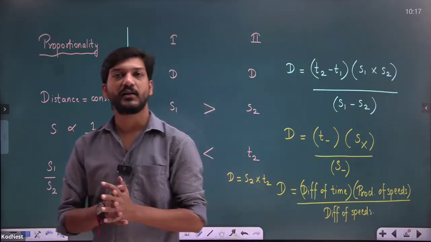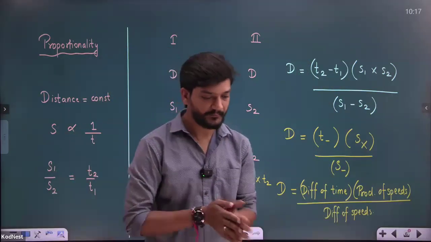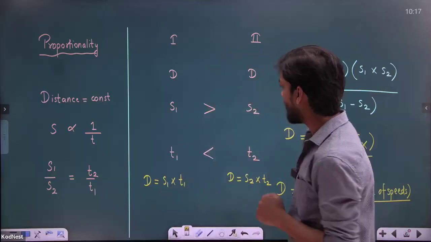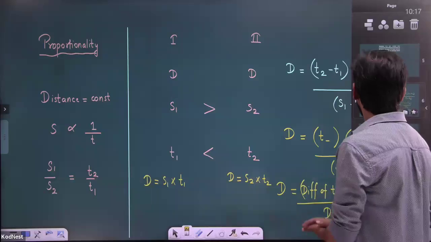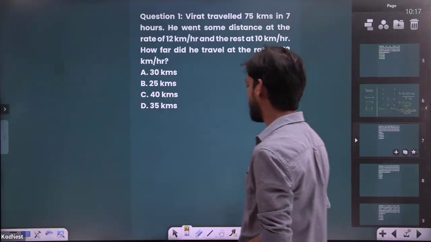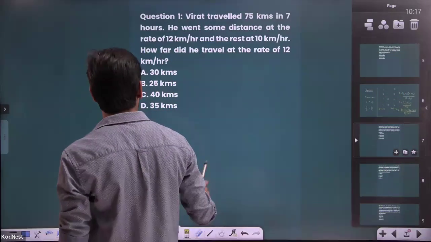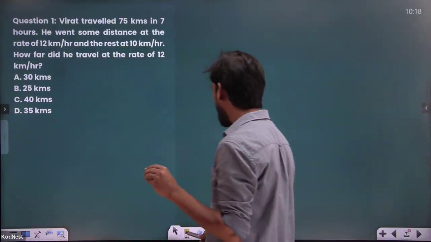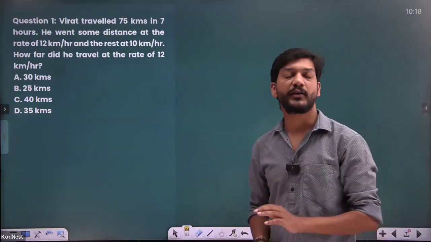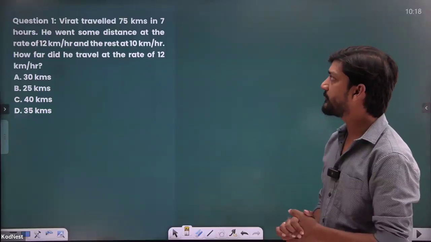But before I start, answer one more thing. Okay, let's take the next question, then we'll start. First, try to break the problem into the way you have understood the theory. Try to break the problem.